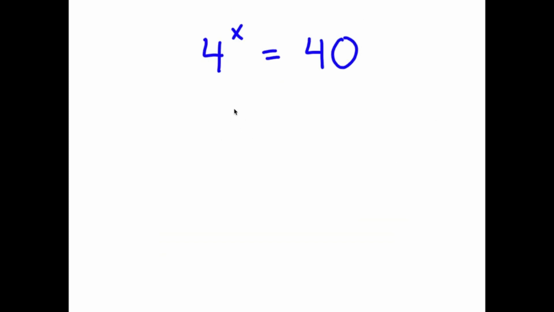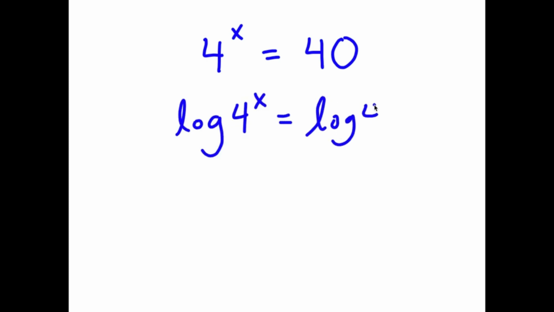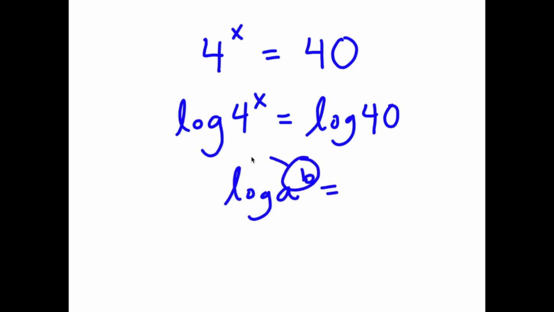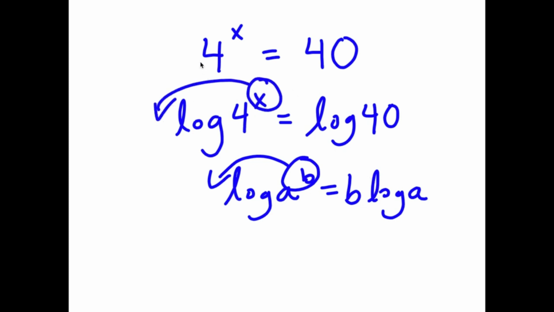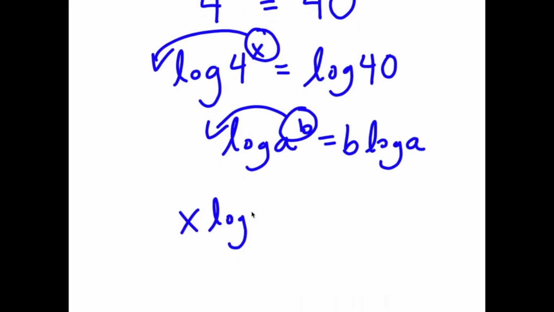Alright, so in this problem, I have 4 to the power of x is equal to 40. So to solve this, I'm going to start by taking the log on both sides. So now I have log of 4 to the power of x is equal to log of 40. Now, if I have something in the form log of a to the power of b, I can move this exponent b to the front. So this is going to equal b times log a. So in this case, I have log 4 to the power of x, and I can move x to the front. So now I'm going to have x times log 4 is equal to log 40.